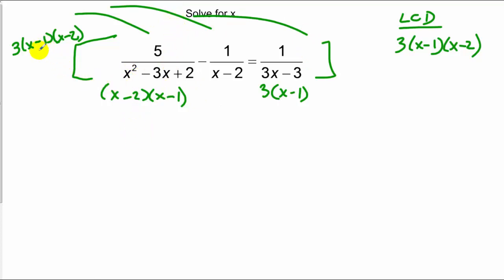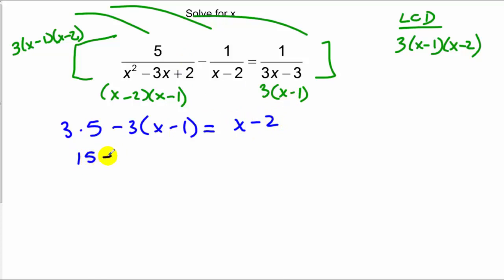In this first multiplication, the x minus 1 and the x minus 2 reduce out, leaving me with a 3 times a 5. The second term, only the x minus 2 reduces, leaving me with this 1 times whatever's left here. So that's 3 and an x minus 1. And then in our last term, we notice the 3 reduces, the x minus 1 reduces, so I'm just left with x minus 2. We've got 15, negative 3x plus 3, and an x minus 2.